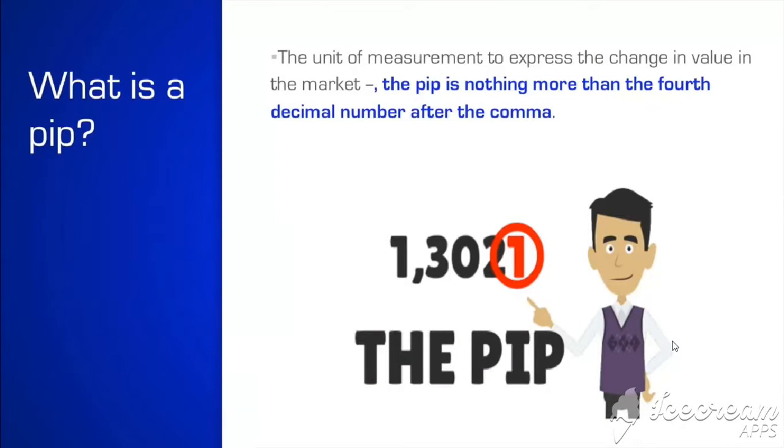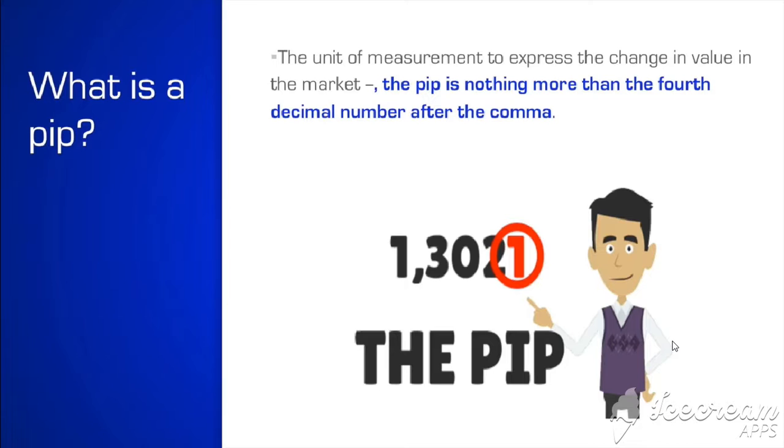So what is a pip? A pip is nothing more than a unit of measurement that expresses the change in the value of the market. In other words, in the same way that you express time in minutes or days or hours, we're expressing the change in the market in pips. If it goes up, it went up a certain amount of pips. If it goes down, it goes down a certain number of pips.